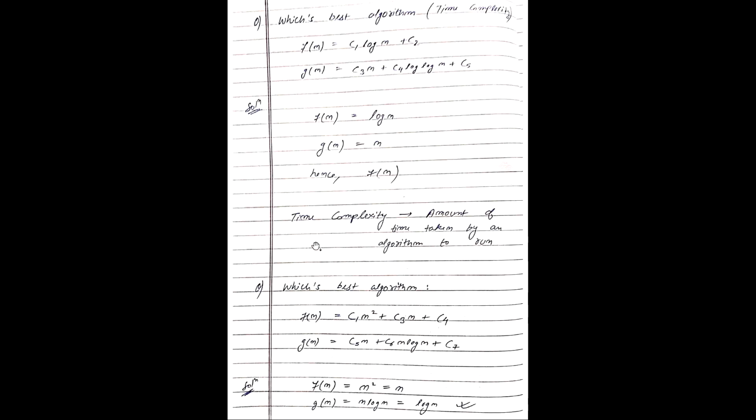So here it is written, what is time complexity? What is the definition of time complexity? Amount of time taken by an algorithm to run. That is called time complexity.